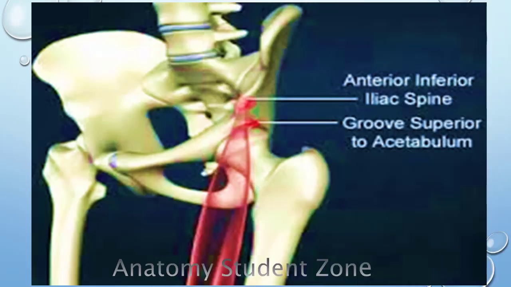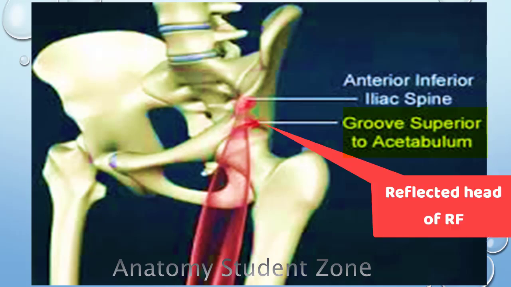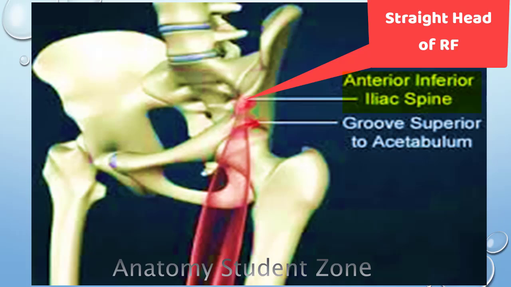So dear friends, rectus is having 2 heads. One head is the reflected head and the other head is the straight head. Its reflected head is going to take origin from a groove that is above the acetabulum, and its straight head is taking origin from the upper half of anterior inferior iliac spine. And these are the 2 points that I have told you earlier.